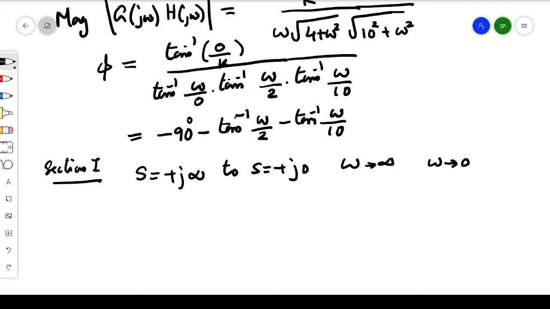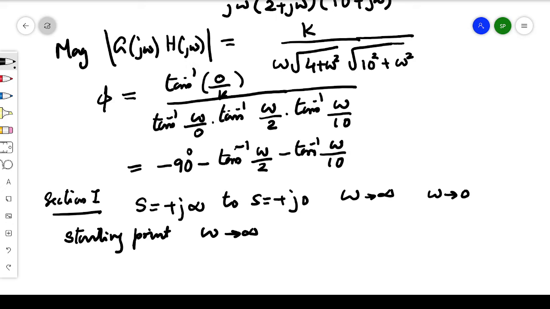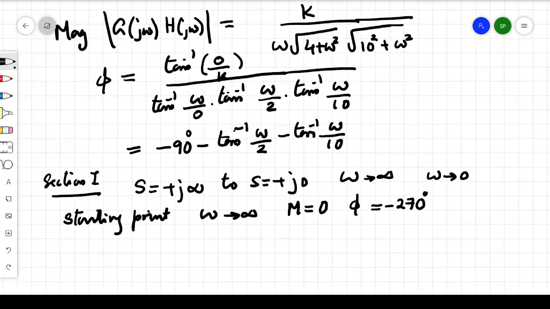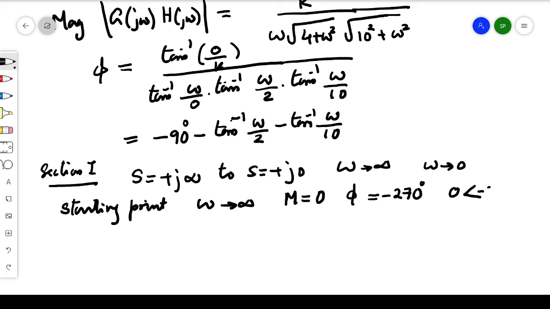For finding that, the starting point is omega equal to infinity. So when omega is tending to infinity, we have to find the magnitude. What is our magnitude when omega is equal to infinity? When you substitute omega equal to infinity in the magnitude equation, you will be getting infinity in the denominator, so the value becomes 0. So magnitude is equal to 0. And what about the angle? The angle is minus 90 degrees minus tan inverse infinity minus tan inverse infinity. So the angle is minus 90 minus 90 minus 90, so it is minus 270 degrees. So we can write it as magnitude 0, angle minus 270 degrees. This is for plotting the polar plot.